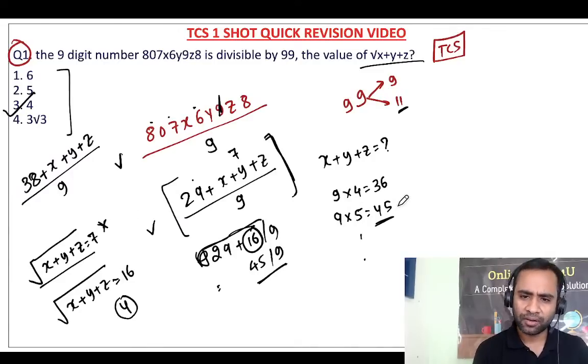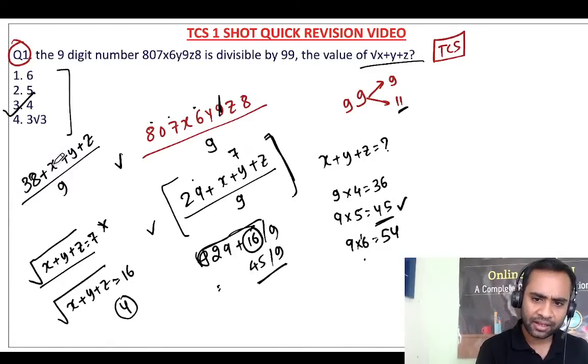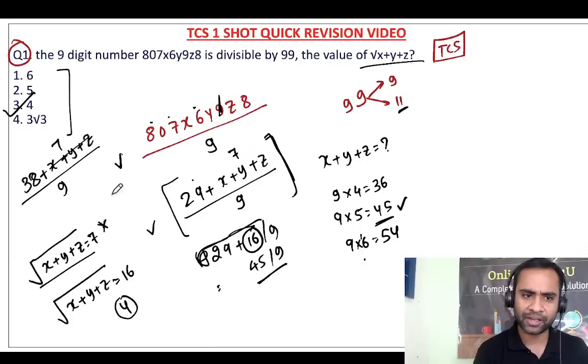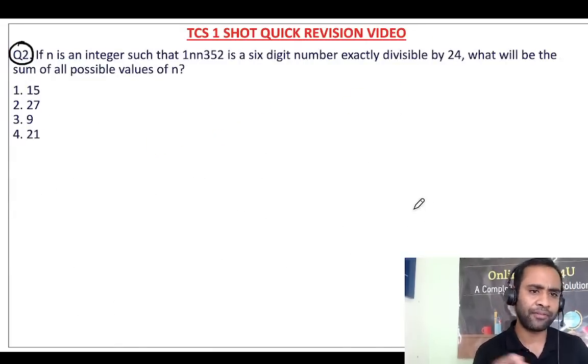And then you can go for 45 and then you can go for 54. So if you add 7 here, you will be getting 45. If you add 16 here, then you will be getting 54. So it's of no use, I have removed it.